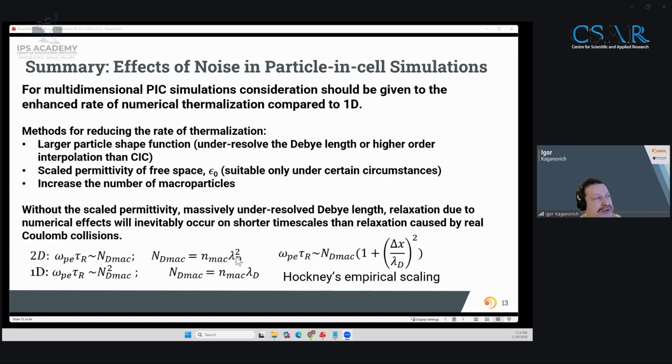And so one way to do it is to artificially, for example, increase the Debye radius or increase the cell size using, for example, energy conserving schemes, and then that will reduce numerical thermalization. But again, in real problems, it's very hard to avoid, and that's something which people have to be aware of. Okay, so now we have codes. What do we do with it?